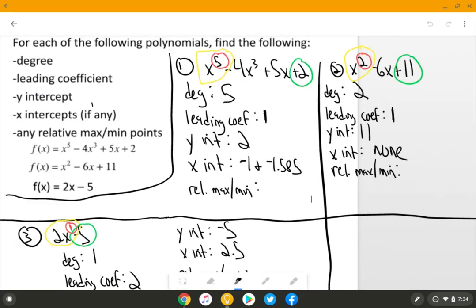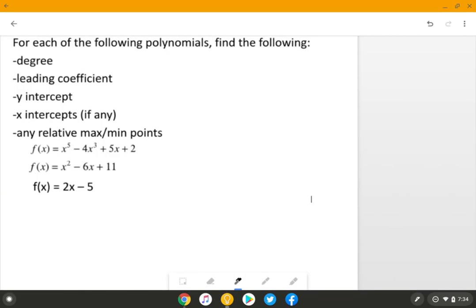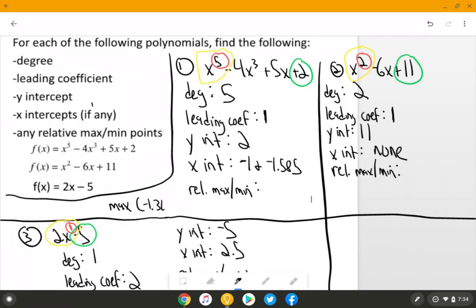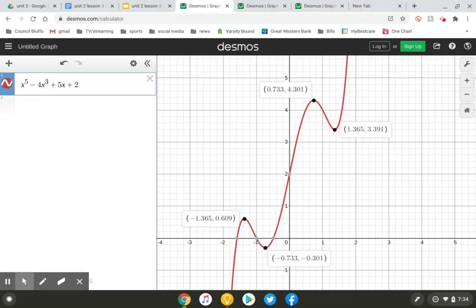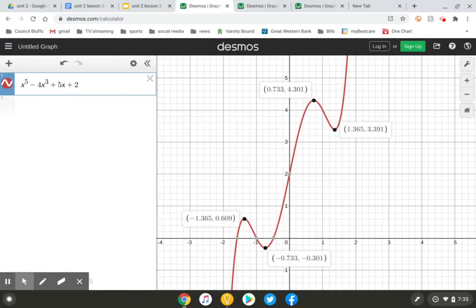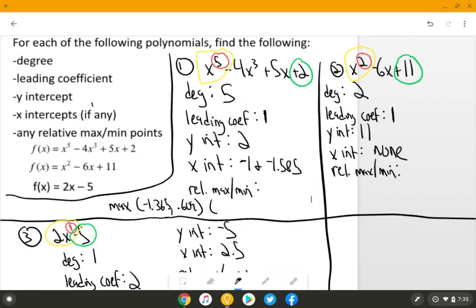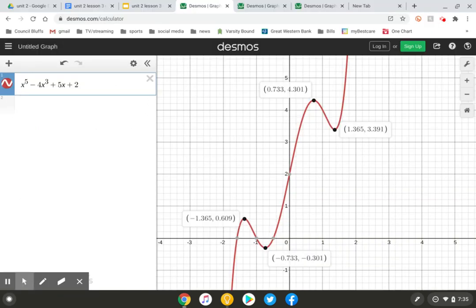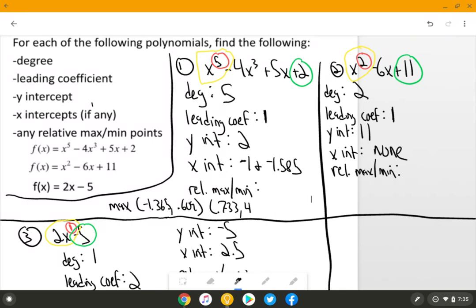Let me write these down. So max at -1.365 and 0.609. There's another maximum point up here, so 0.733 and 4.301. So those are my maximum points.